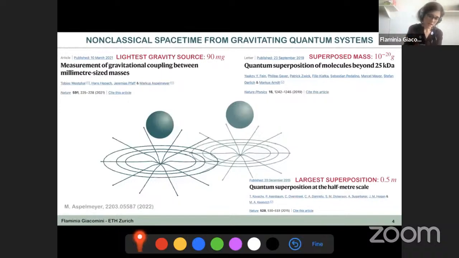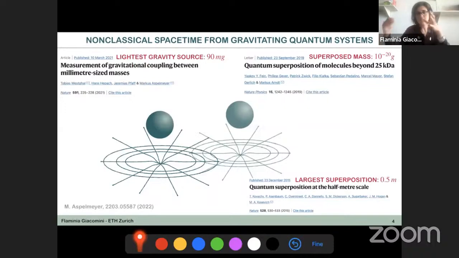And these are, on the left-hand side, experiments that try to measure the gravitational field of some classical objects and try to reduce as much as possible the mass of the object that sources the gravitational field. Currently, the state of the art is in Markus Aspelmeyer's lab in Vienna, where they have the lightest gravity source, which is 90 milligrams. And if you look at this, this source of gravity is much smaller than a coin.